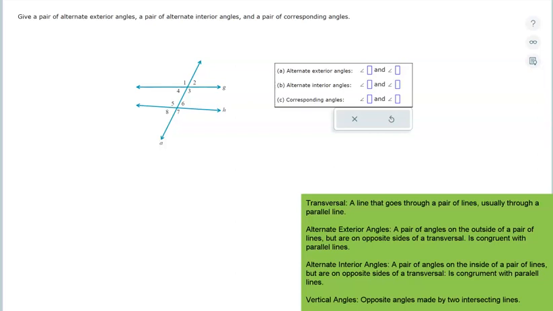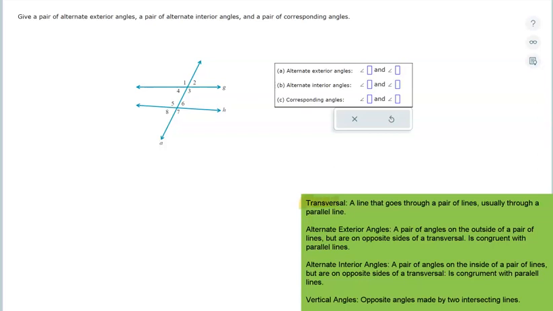Hello, everyone. We're starting a new chapter, chapter 3, which deals with angles. And so we're starting our first lesson, which is math lesson 3.1. Before we begin, though, there's a couple of vocabulary words that I want us to have down. And so I'm going to go over them. You'll see them in the green box below.